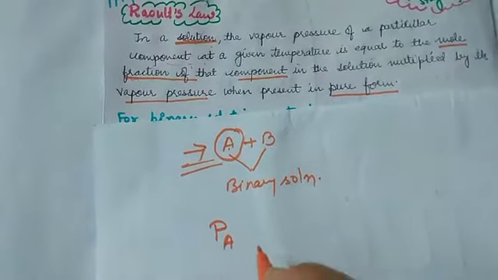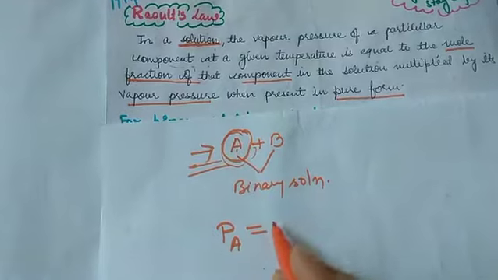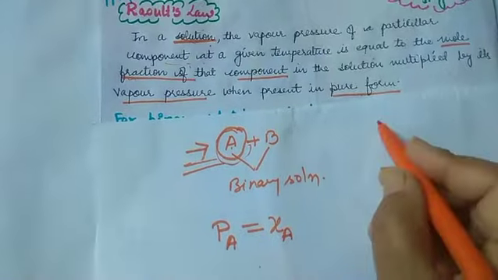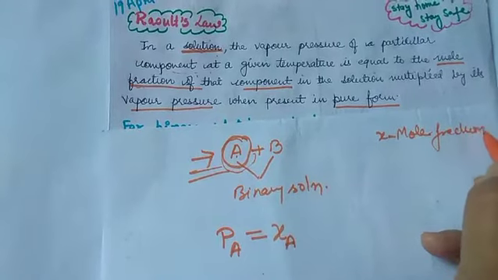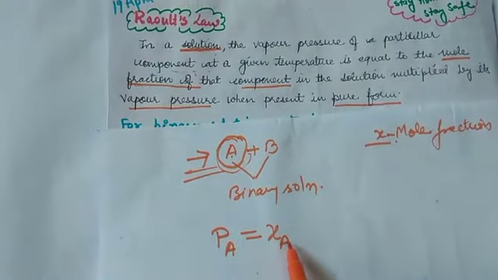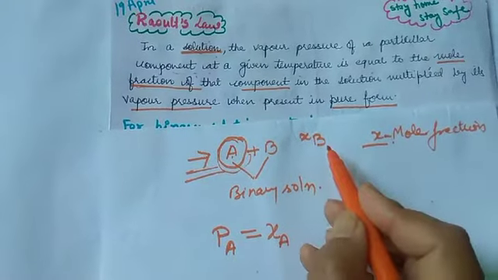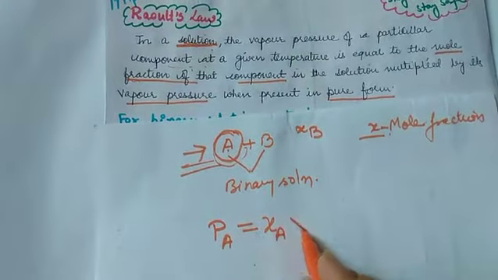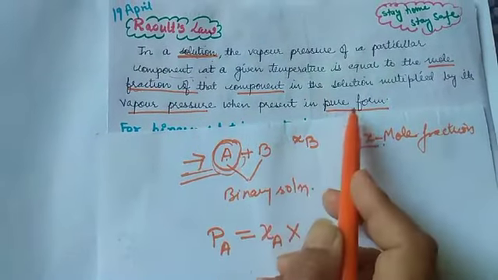So we are writing here PA, at a given temperature, is equal to the mole fraction of that component. We are taking component A, so we will write the mole fraction of component A, and X is the mole fraction. Mole fraction is denoted by X. Clear? Here we are taking the mole fraction of A component, so we write XA. If we take the mole fraction of B component, then it will be XB. Now, multiplied by the vapor pressure.